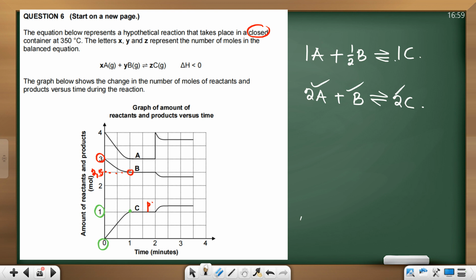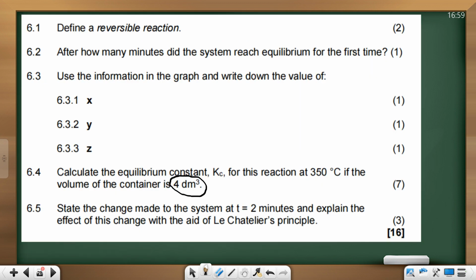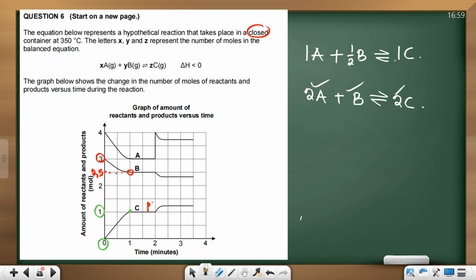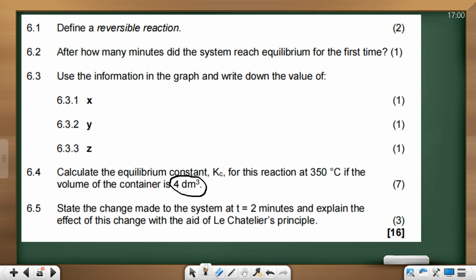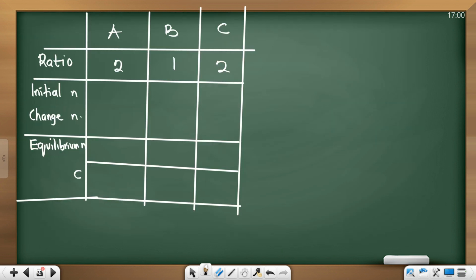Okay. So the 2, 1, 2 is very important, guys. Now, what is the initial number of moles of A? It is 4. Initial number of moles of B is 3. And the initial number of moles of C is 0. So we have 4, 3, 0. I hope that those numbers make sense to you.